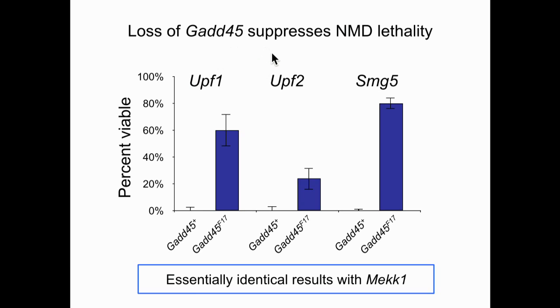But it allowed us to do this experiment, where we looked at GAD45 null mutants in an NMD background, and we got what was really quite an amazing result to us. I told you that UPF1, UPF2, and actually SMG5 mutations as homozygotes are 100% lethal. But now, if you make a double mutant with GAD45 homozygous, you actually get a significant amount of survival. In fact, for some it's all the way up to 80%, 60% for UPF1. And we got essentially identical results with a MEK1 deletion.